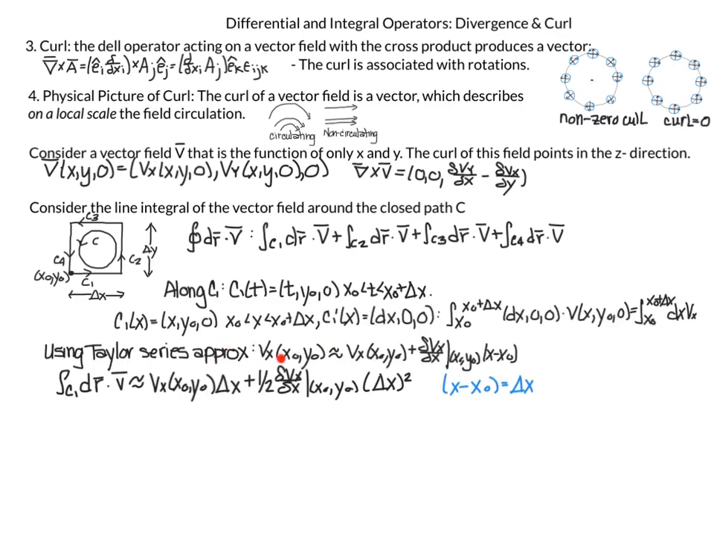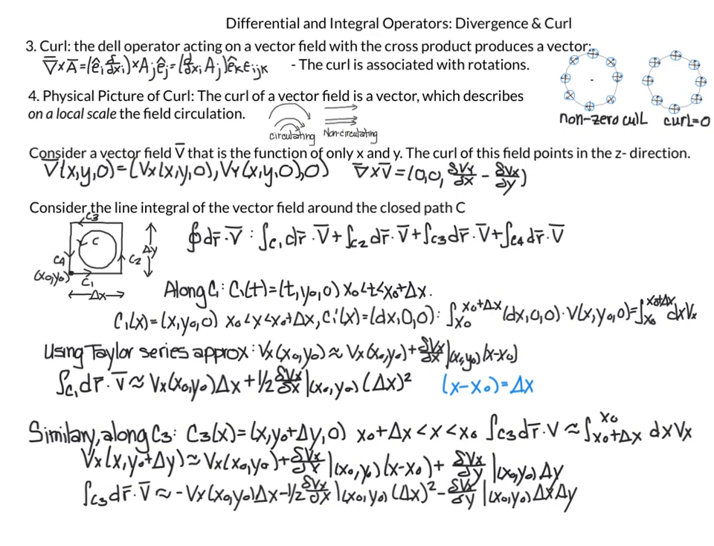Here we have our Taylor series approximation for v_x evaluated at (x0, y0), and that's approximately v_x evaluated at (x0, y0), plus dv_x/dx evaluated at (x0, y0) times x minus x0. And remember, x minus x0 is delta x, so I have this plugged in now into our formula for our line integral. So we have v_x evaluated at (x0, y0) times delta x, plus 1/2 the second partial with respect to x, d²v_x/dx², evaluated at (x0, y0) times delta x squared.